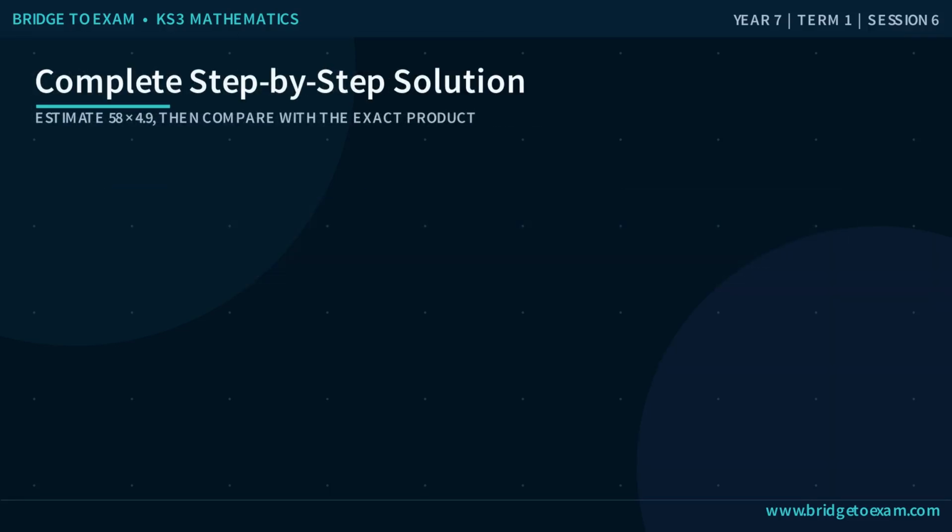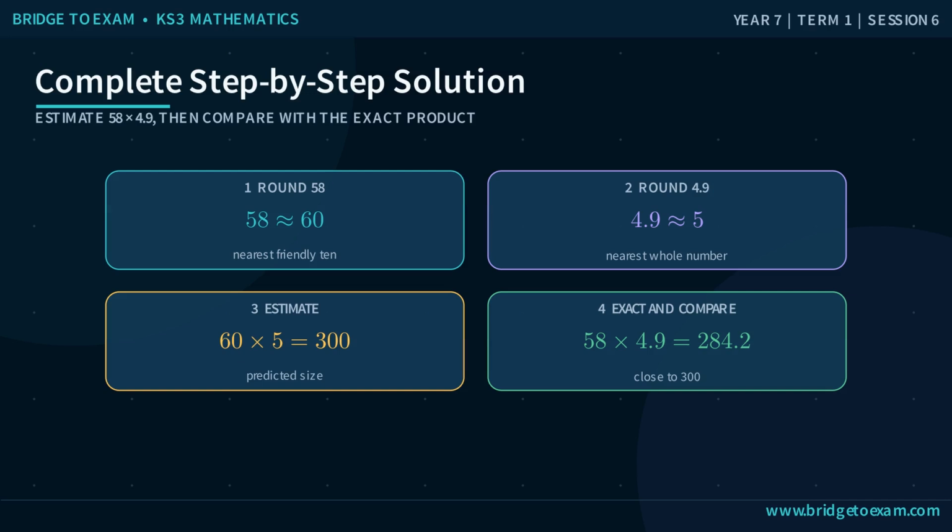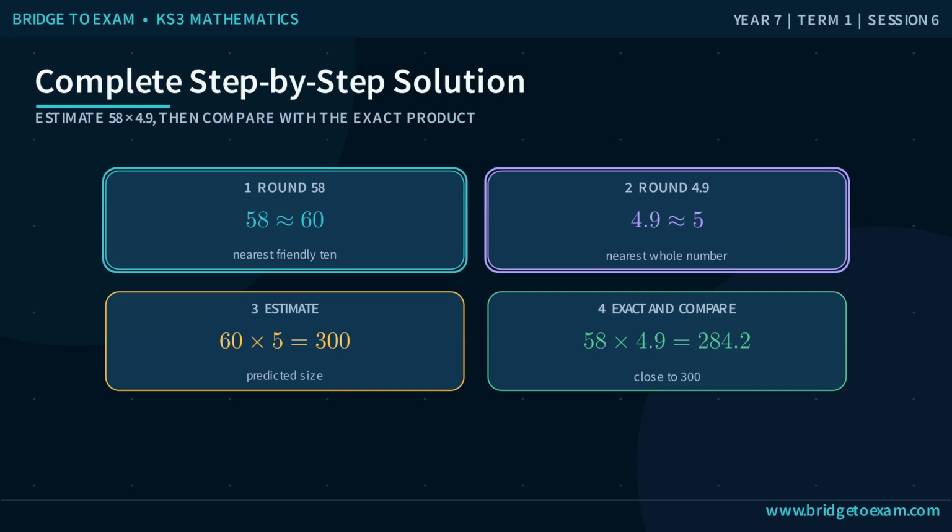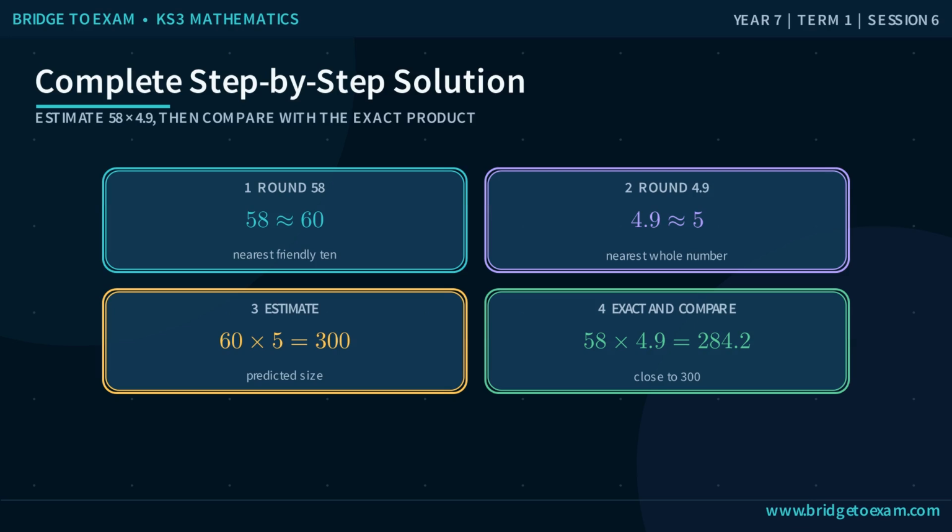Let us estimate 58 times 4.9, then compare it with the exact answer. Round 58 to 60 and 4.9 to 5. The friendly calculation is 60 times 5, which equals 300. Now calculate exactly. 58 times 4.9 equals 284.2. That is reasonably close to 300, so the decimal position and overall size of the exact answer make sense.